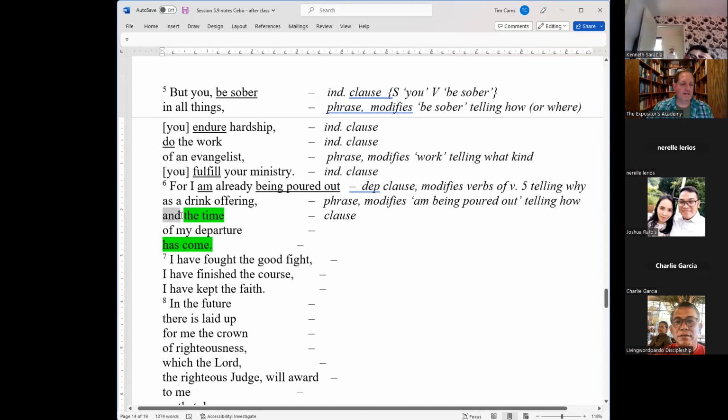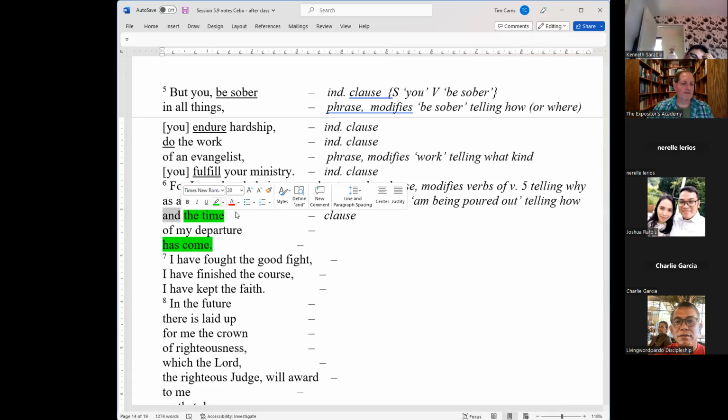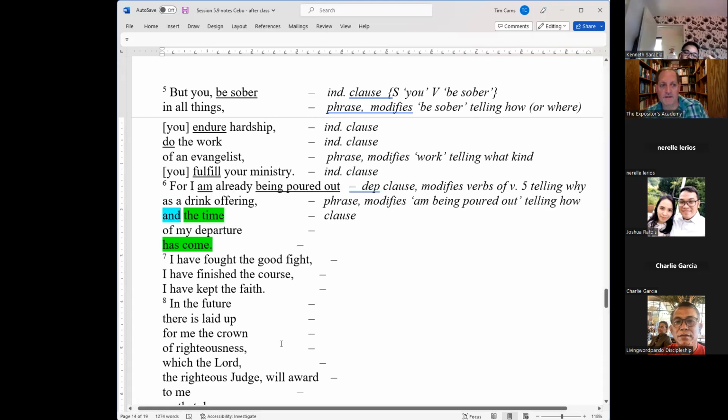Notice that conjunction there, "and." Remember, what kind of conjunction is it? Coordinating. And what do we say coordinating conjunctions do? They join equal or similar thoughts, two grammatically equal things. Yes. So "the time has come" is a clause.